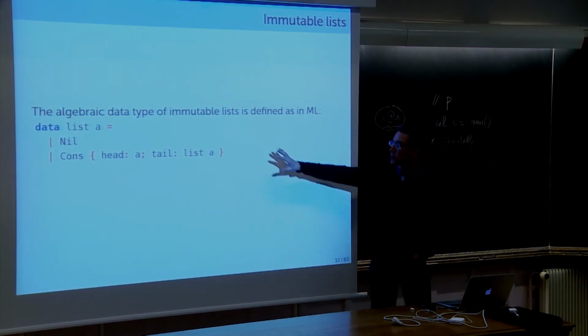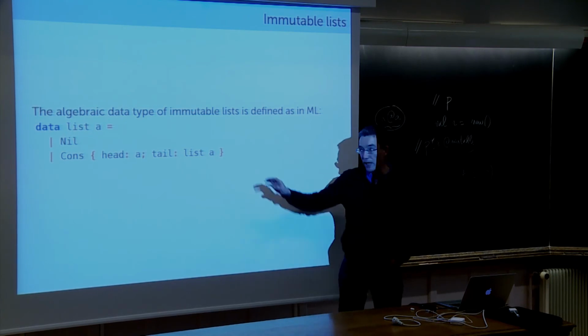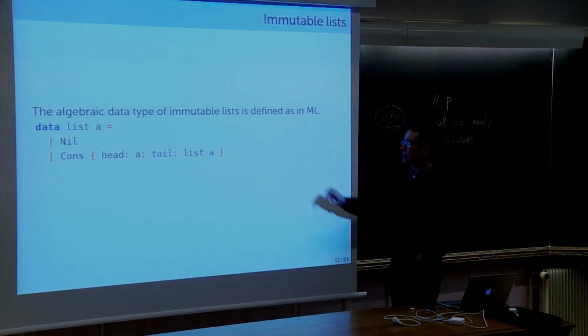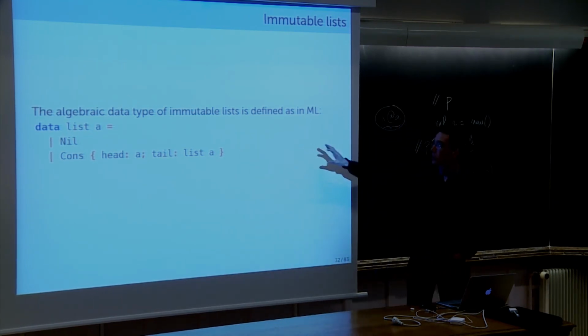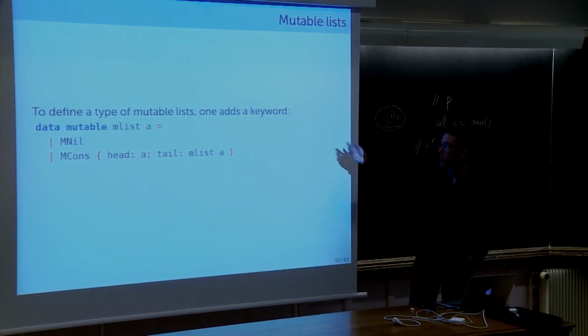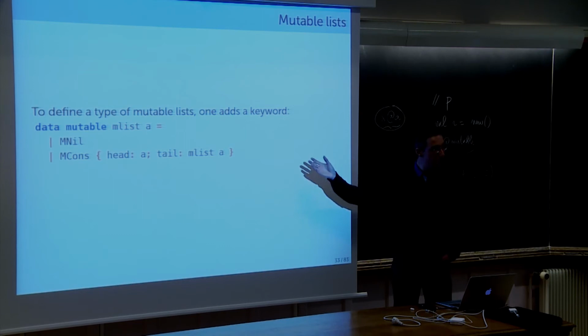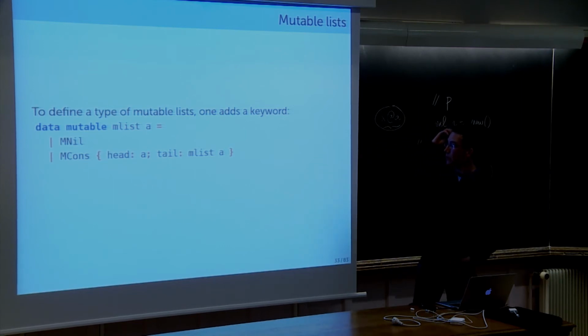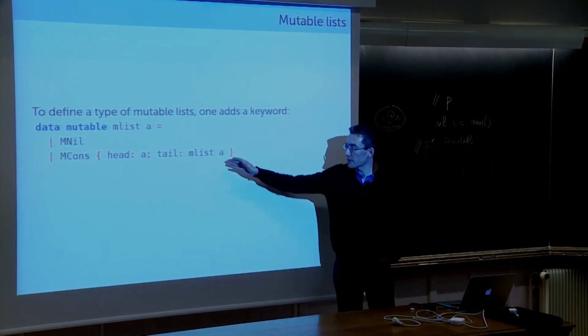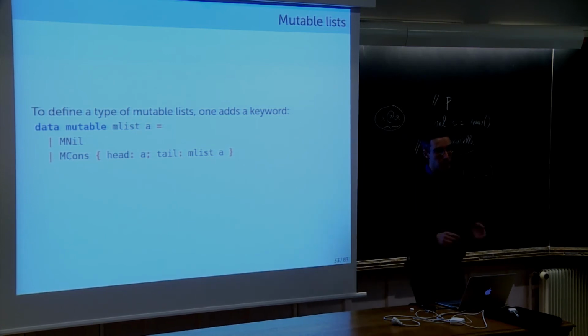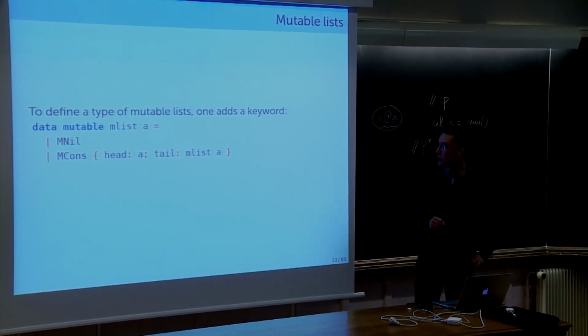We have seen that you can declare a type like this. We can have several branches and several fields if you like. So that's the immutable type of lists. And you can add the mutable keyword and you get a type of lists whose spine is mutable. And the elements have type A, so depending on how you instantiate A, they could be immutable or mutable.